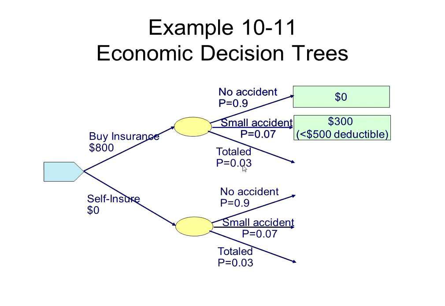And if we have the car totaled, then we just pay the deductible of $500, and the rest, the insurance company picks up for us. If you self-insure, on the other hand, when there's no accident, we're still going to pay only 0. And so here you can see we can find the expected value simply by multiplying. So 0 multiplied by 0.9 is going to be 0.